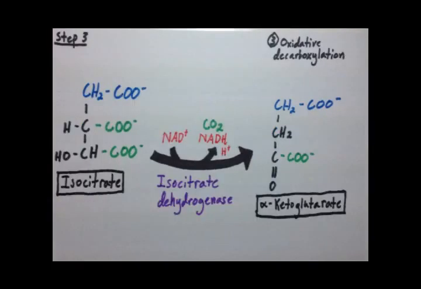Next, for step 3, you're going to start with isocitrate, and it's an oxidative decarboxylation. So what this means is it's an oxidation reaction, and you're losing a carboxyl group. So you start with your isocitrate, and isocitrate dehydrogenase, which is an enzyme, works on it, and NAD+ is your first cofactor, and then you're left with that CO2 and an NADH and then an extra hydrogen. And it takes out that middle carboxylic group, and then you're left with alpha-ketoglutarate.